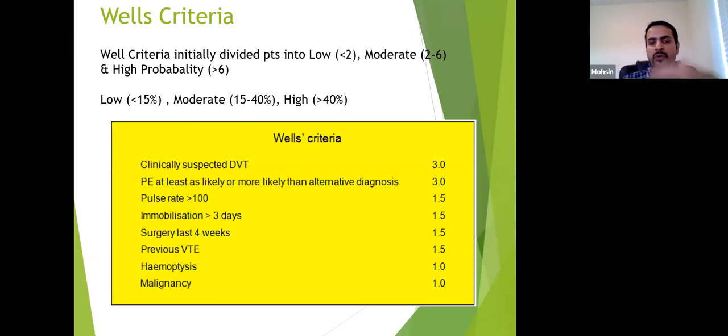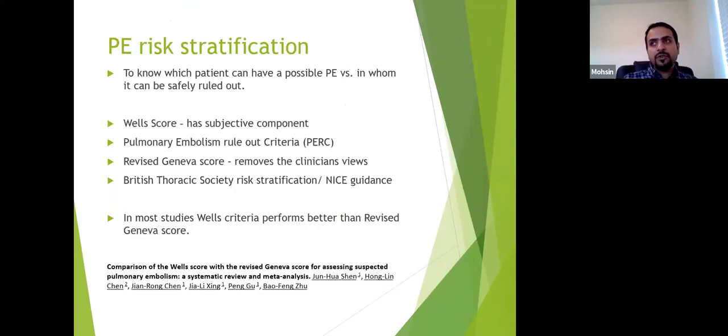I'll tell you in a while what to do once you have this division: for patients in the low risk scoring of less than 2, those scoring between 2 to 6, and those scoring more than 6. In terms of occurrence risk, a patient with a score of less than 2 has less than 15% chance of pulmonary embolism. Moderate risk will have 15 to 40% chance, and a high risk has a PE risk of more than 40%. So these are significant numbers, and that's why I'll tell you what to do when we have a moderate or a high risk of PE.